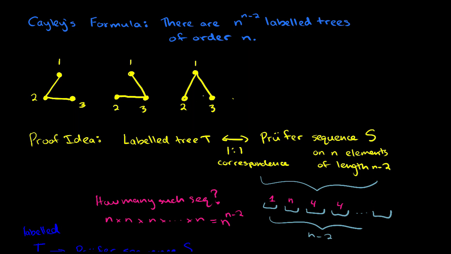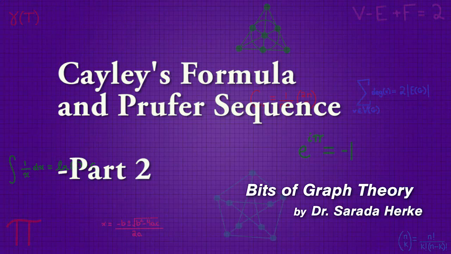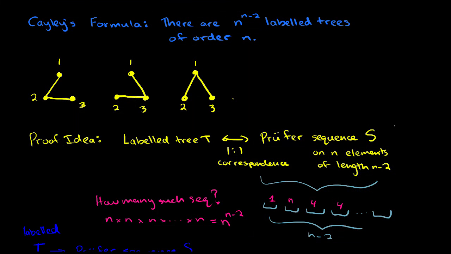So in the last video, we looked at Cayley's formula, which says that there are n to the power of n minus 2 labeled trees of order n. The proof idea is to get a one-to-one correspondence between labeled trees and these Prufer sequences, which use any of n elements and have length n minus 2. Just as a brief recap, we saw already that these sequences should definitely have length n minus 2, and we did an example where we got from a tree to a Prufer sequence.